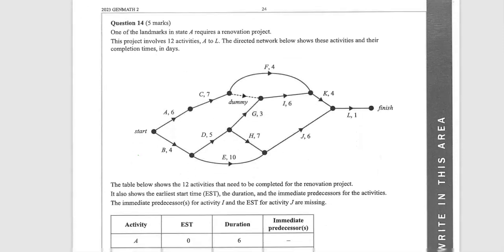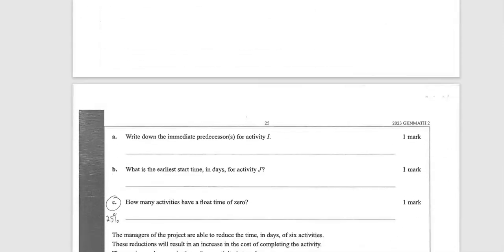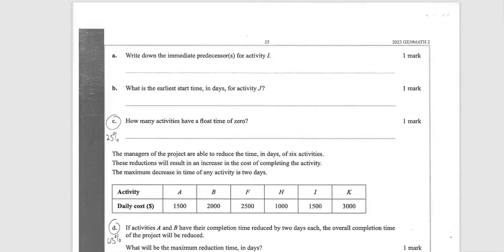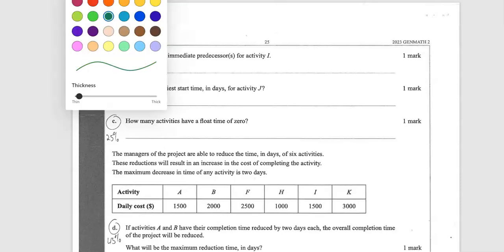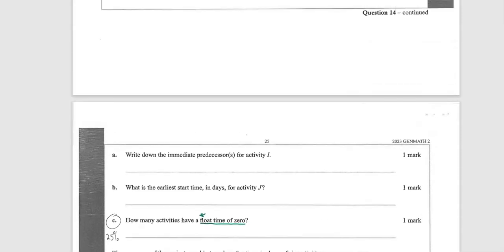Okay, with this question 14, we found that A and B was done well. Now it's just this question C where it's asking us for the float time, how many activities have a float time of 0. So they're the activities on the critical path. But whenever, hopefully in reading time, I'm trying to emphasize, if you see a question on floats, it means you're going to have to draw the boxes on your network.